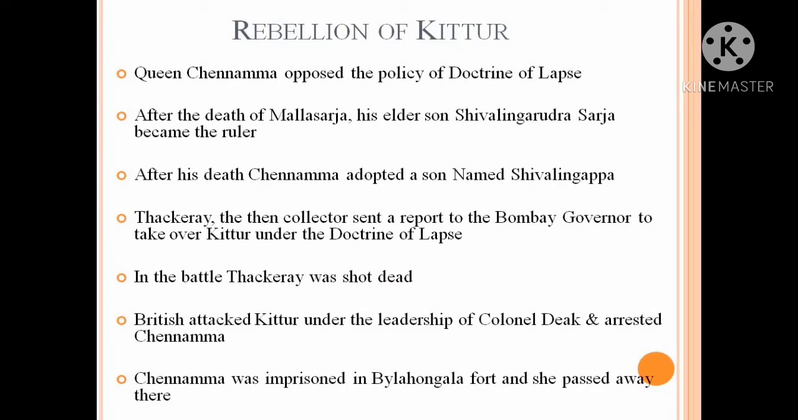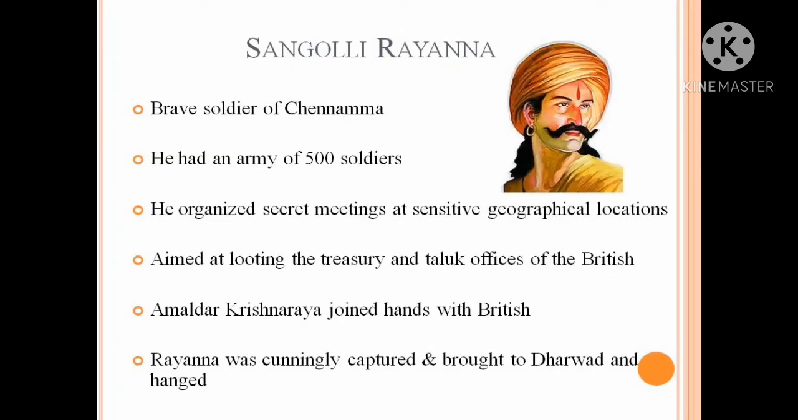When the British came to know about the link of her loyal right-hand person, Sangoli Rayana, she was shifted from Bailahongala to Kusugal, and there she died. So the brave woman of Karnataka who fought against the British died in prison. Next, the brave soldier of Chennamma, Sangoli Rayana, about him we have to discuss. I don't have to explain more because you already watched the movie.